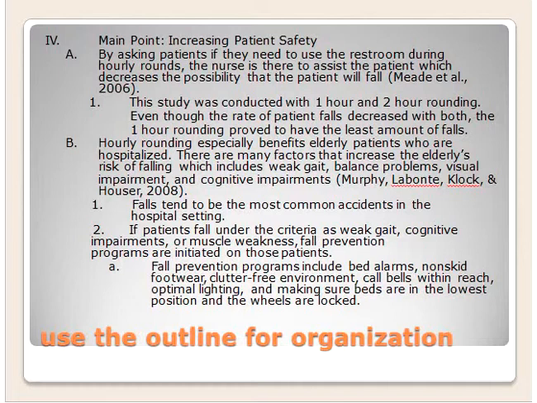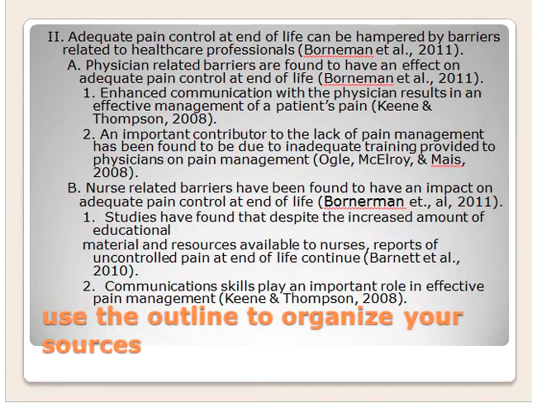All right, the next thing you're going to do is use the outline to help you organize your sources. This paper was specifically talking about hospice care and having adequate pain control at the end of life. And you can see she's got a ton of different sources. She's got Bornemann et al., she's got Keenan Thompson, Ogle, McElroy, and Mays. There's Bornemann again. Barnett is there, and then Keenan Thompson again. So she's got a lot of different points just in these first two sections of her second main point, talking about barriers in pain control at the end of life.